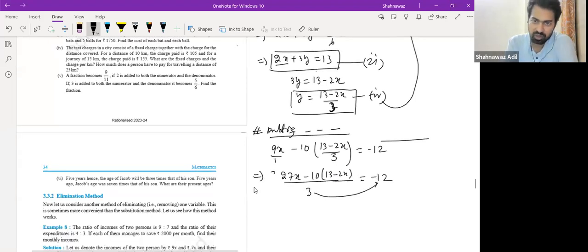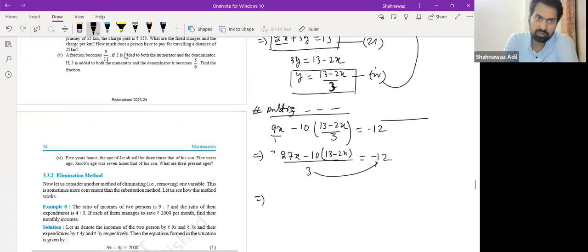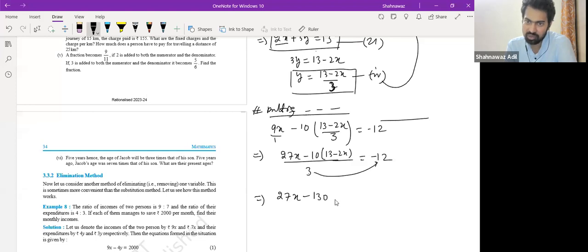So minus 12, minus 12 into minus 3. Minus 3, yes. So 27x, minus 10 into 13 is minus 130, minus 10 minus 2x is 20x, and this is minus 36, right? Yes. So 27 plus 20 is 47x, minus 130 is minus 36.